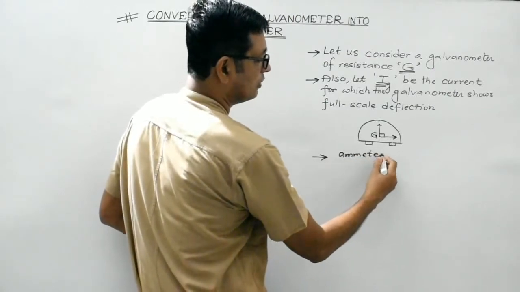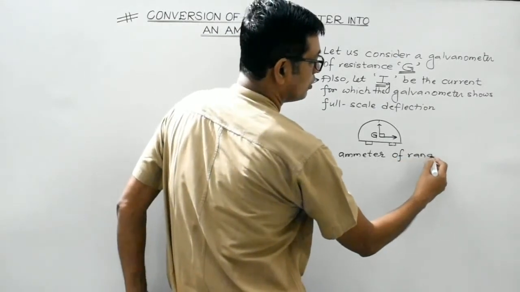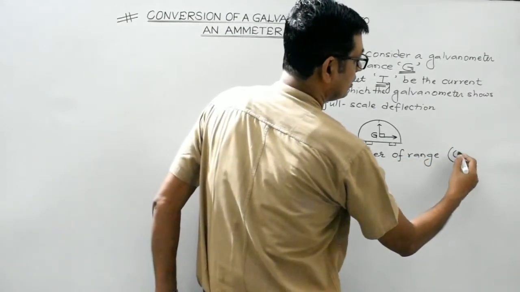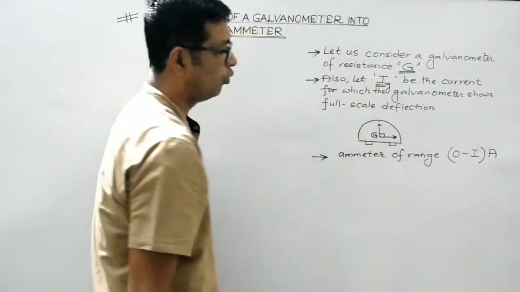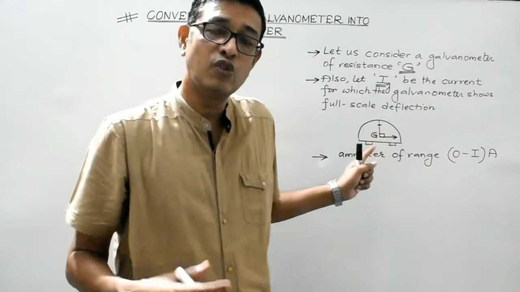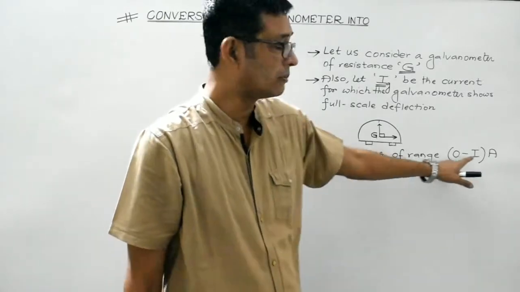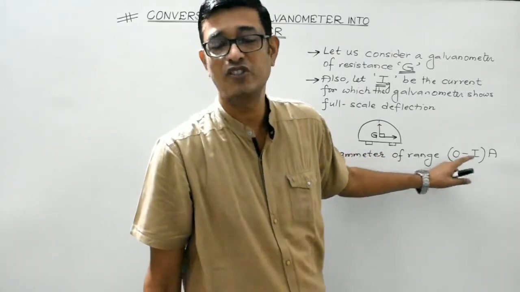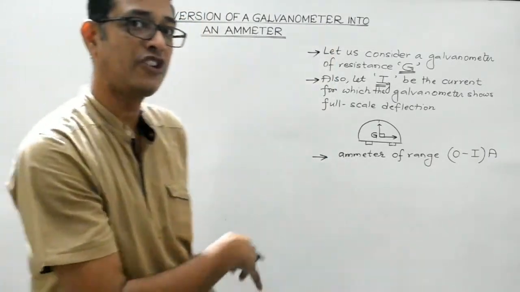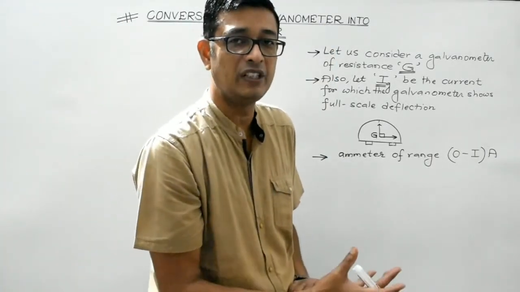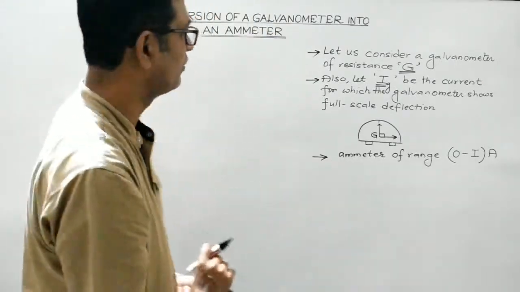Our objective is to convert this galvanometer into an ammeter of range 0 to I ampere. What it means is, we need to convert this galvanometer into an ammeter which can read a maximum current of I ampere. So its range should be 0 to I ampere. So this is our objective. Now how to achieve it? How to convert the galvanometer into an ammeter of range 0 to I ampere? So let's proceed with it.